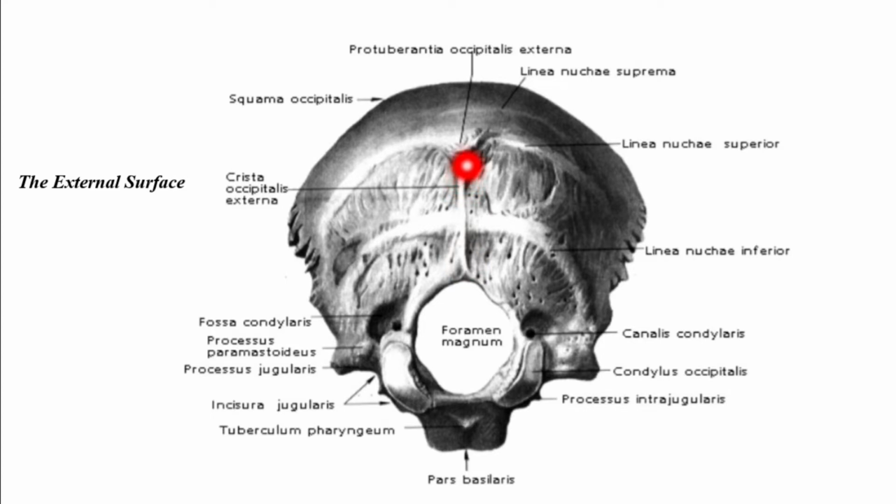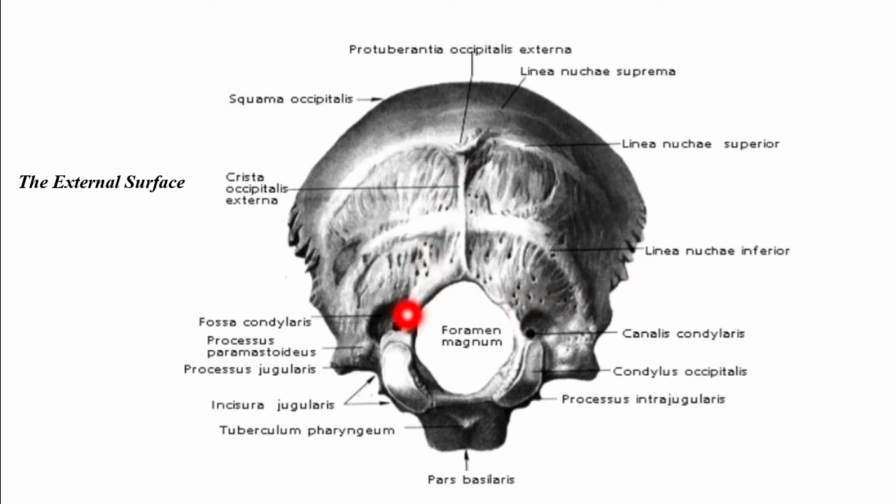You can see the nuchal lines, right? Here is the superior nuchal line, linea nuchae superior, and here is the inferior nuchal line, linea nuchae inferior, right? Sometimes, above the superior nuchal line, there is another one, a supreme nuchal line, linea nuchae suprema, right? Okay.